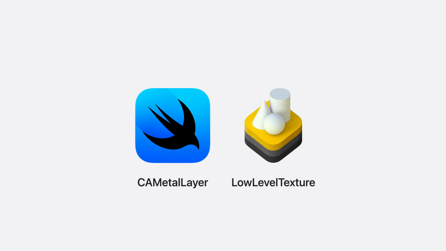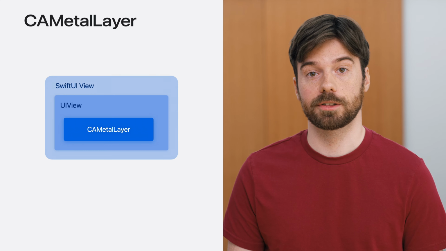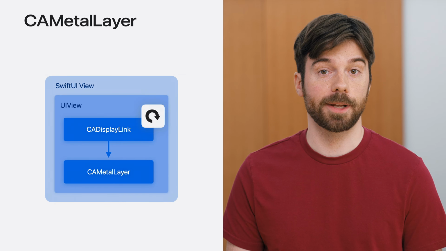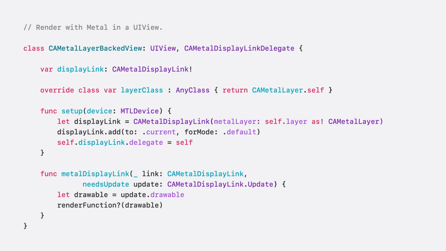You can render to a CAMetalLayer, which can easily be integrated into UI views, or you can render directly to a RealityKit texture with the new low-level texture API. You can start with a CAMetalLayer if it is easier, but I recommend moving to a low-level texture to get the most control. If you want to render to a CAMetalLayer, you can create a view that contains it. And you can create a CADisplayLink to get a callback every frame. Here's what the code looks like.